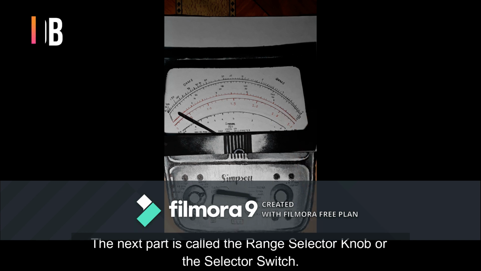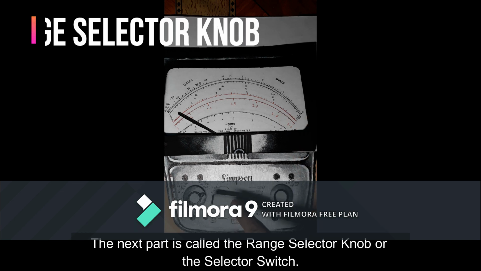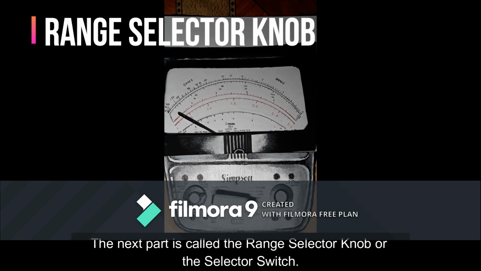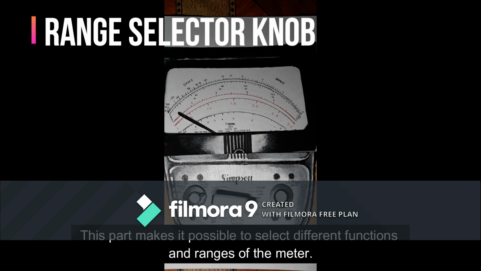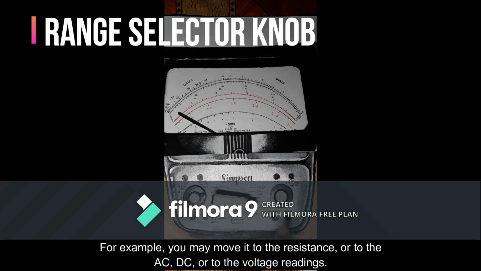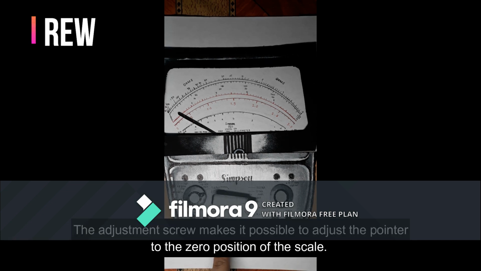The next part is called the range selector knob or the selector switch. The selector switch makes it possible to select different functions and ranges of the meter. For example, you may move it to the resistance, or to the alternating current or AC, to the direct current or DC, or to the voltage readings.